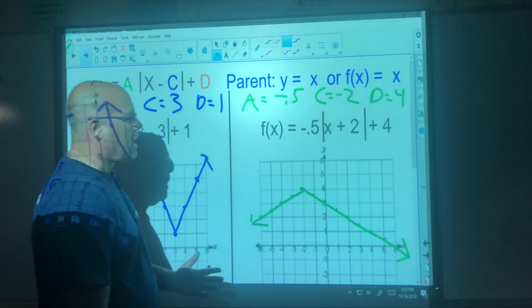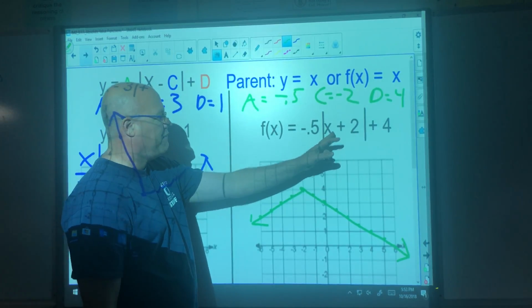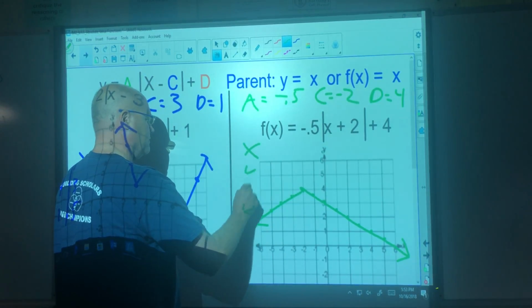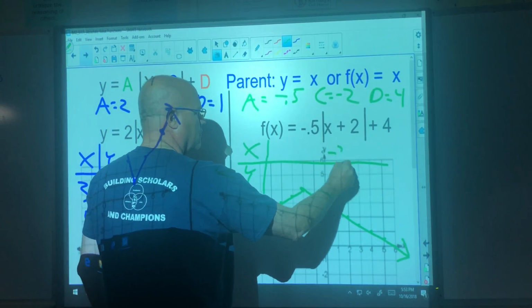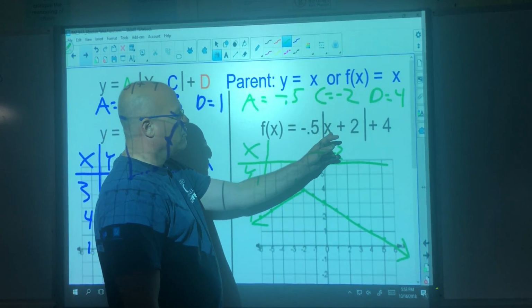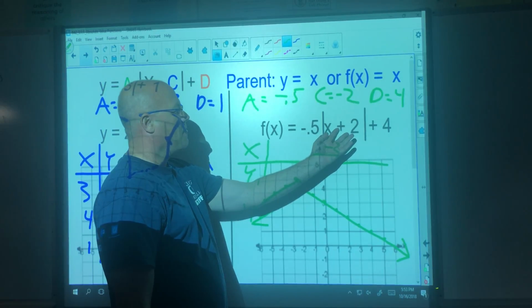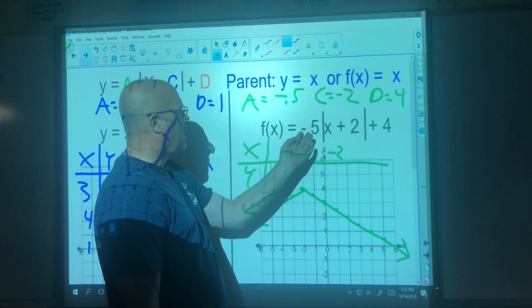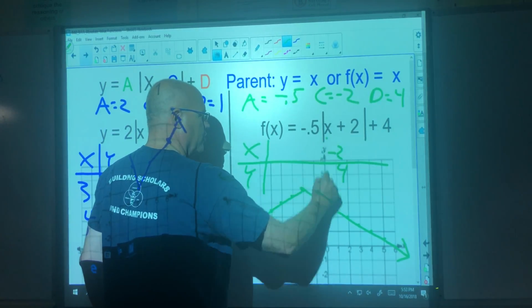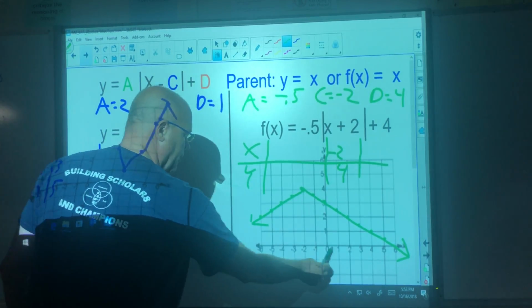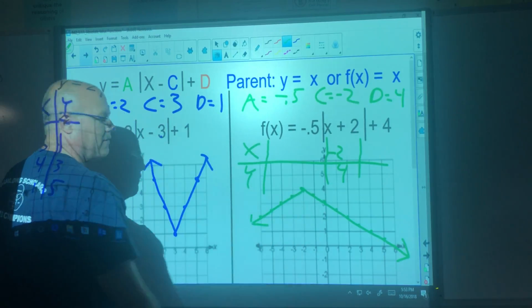All right, again, could I have done a table of values? Absolutely. If I was going to do a table of values, I would have started with what value of x? That's right, I would have started with negative 2. If x is negative 2, I get 0 in here. Absolute value is 0, 0 times negative 0.5 is 0, plus 4. I get negative 2, 4. Oh, look at that. Negative 2, 1, 2, 3, 4.